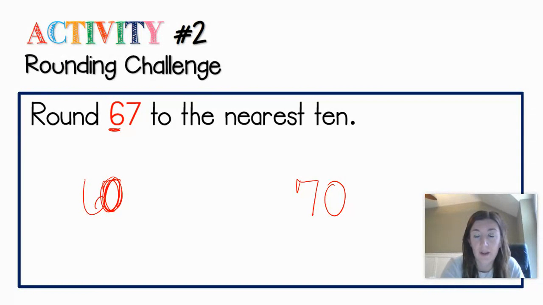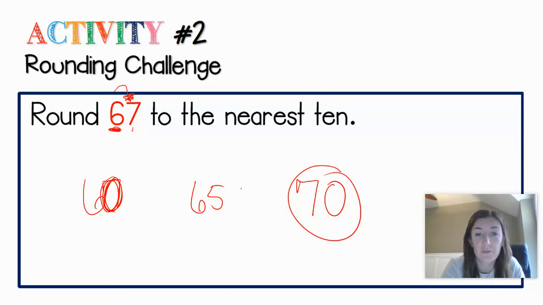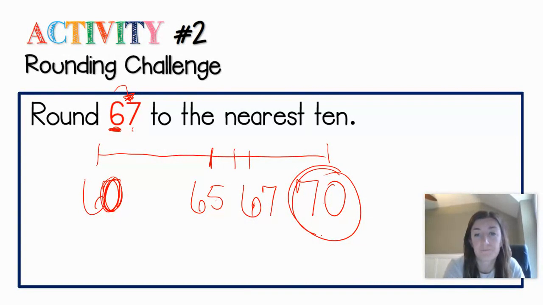Okay, now remember, I underline the tens place, I look to the right, and it's a 7. Now if we remember 65, if it has a 5 or higher, we're going to round it up to 70. So 67 would be, there's our midpoint 65. Any numbers with 5 or more, 65 or higher, we're going to round up to the 70.